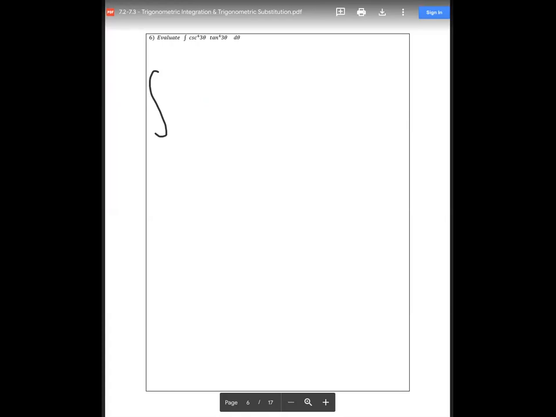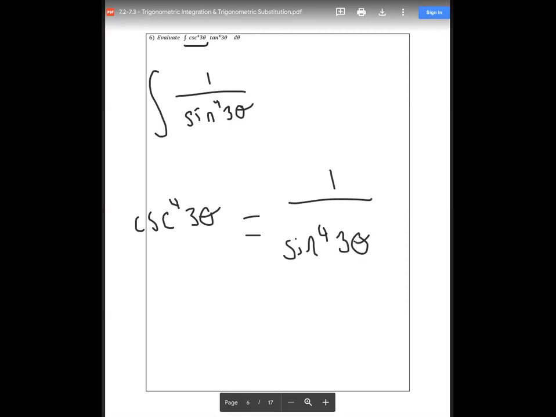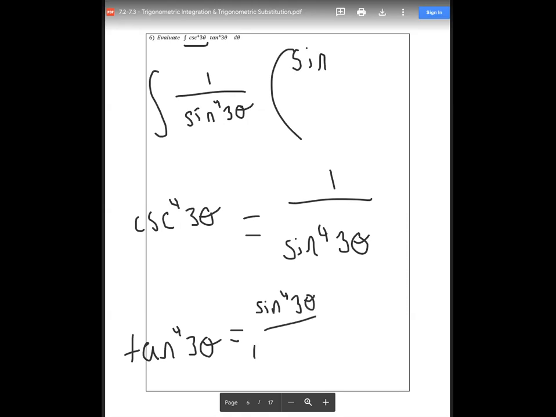So what I did was I made this cosecant into 1/sine to the 4th of 3 theta, because in case you remember, cosecant to the 4th of 3 theta, a lot of this is just remembering the identities, is equal to 1/sine to the 4th of 3 theta. It's really 1/sine. So that's the first term. The second term is really sine over cosine, if you remember correctly. Because remember, tangent is always equal to sine over cosine. So tangent to the 4th of 3 theta is equal to sine to the 4th of 3 theta over cosine of 3 theta to the 4th.